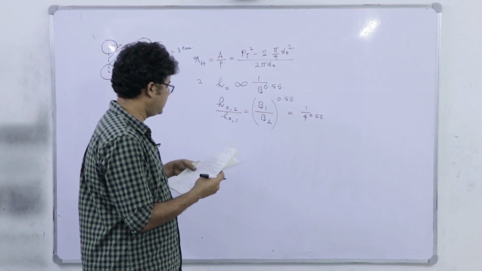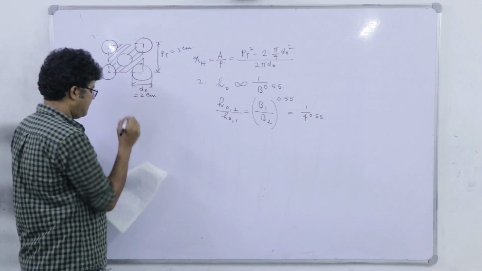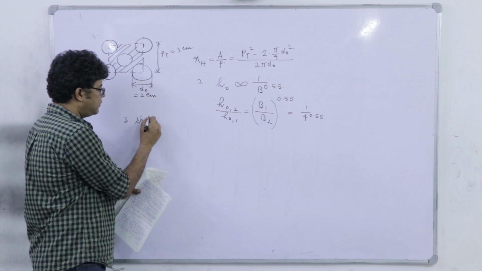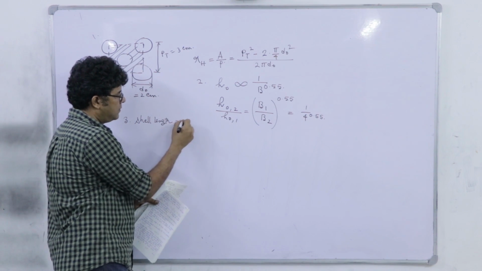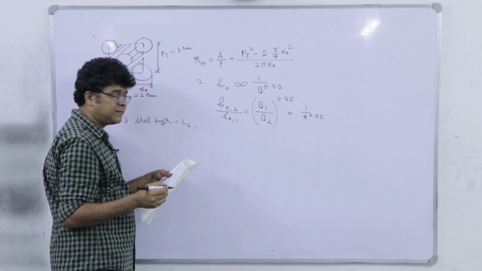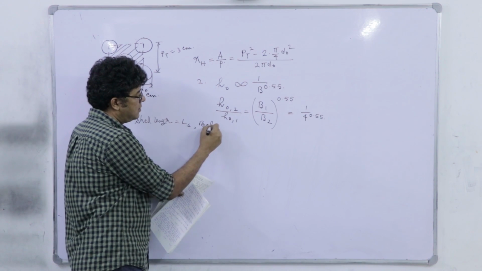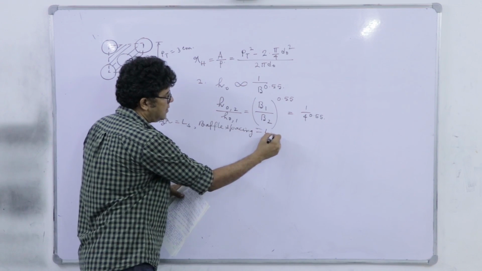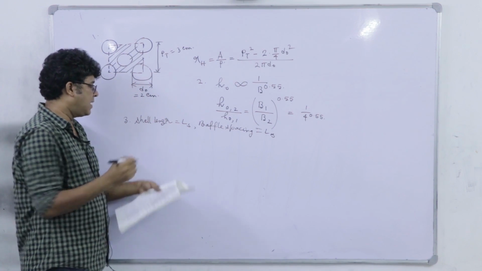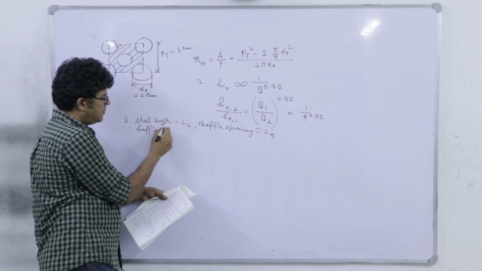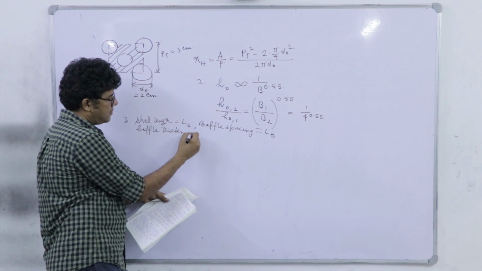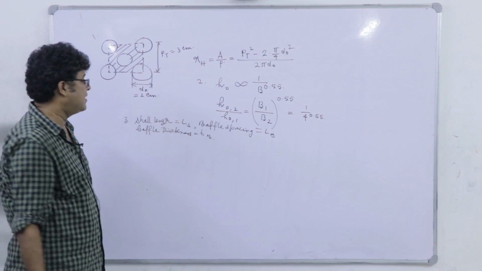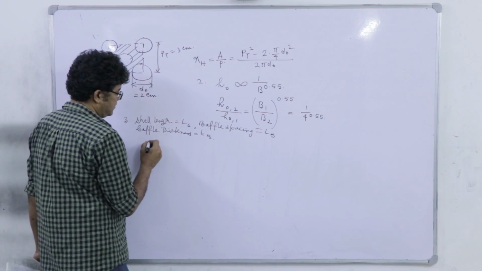Now, you see third question. In a shell and tube heat exchanger, if the shell length is Ls, baffle spacing is Lb, and baffle thickness Tb. The number of baffles in the shell side, it is simple mensuration, nothing else.